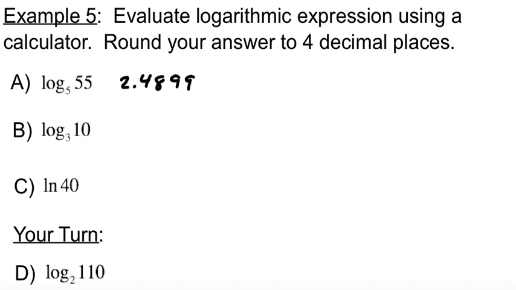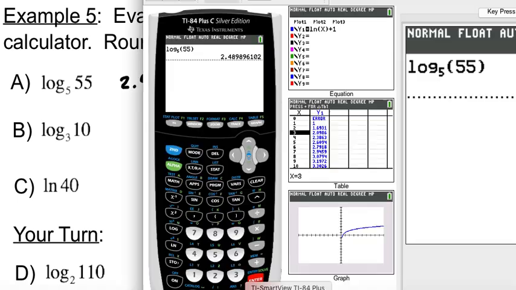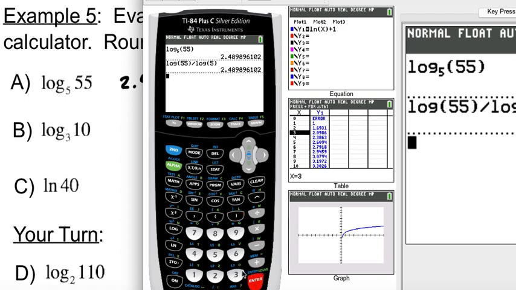Did not forget those of you who don't have this calculator. If you do not have log base on your calculator, this is what you're going to have to do. There's a log button on all your calculators. So you can do log, you're going to put in 55, you're going to do an end parenthesis, and you're going to divide it by the log of that little subscript. So the log, in our case, of 5. And I'm going to hit enter. And I'm going to get the same answer, 2.4899.